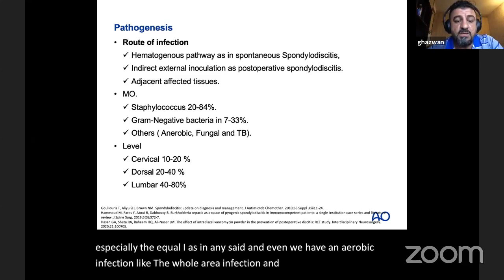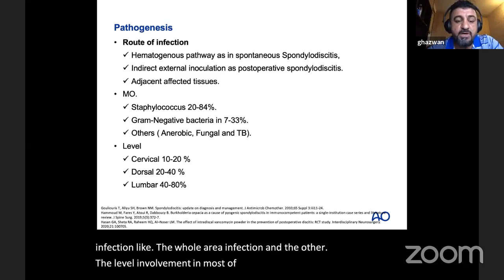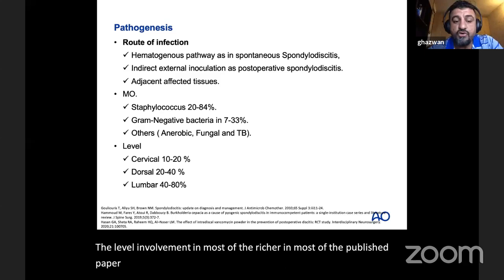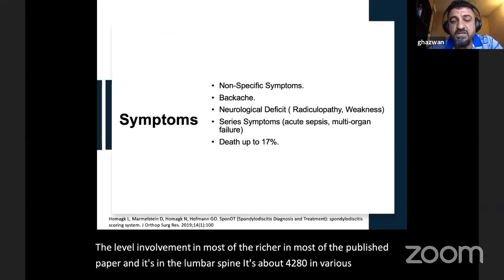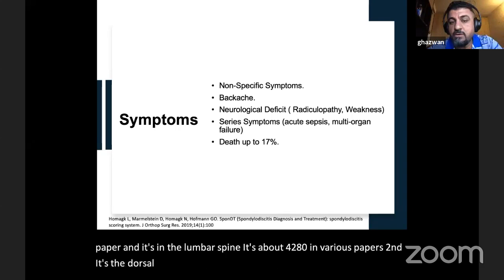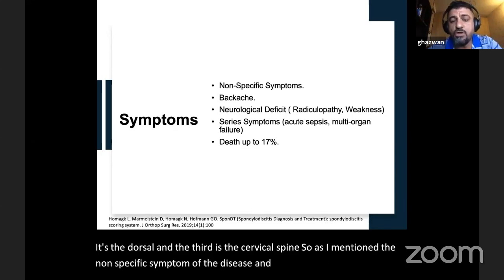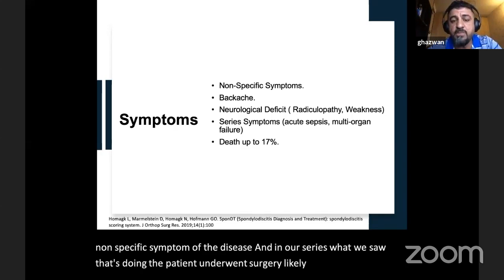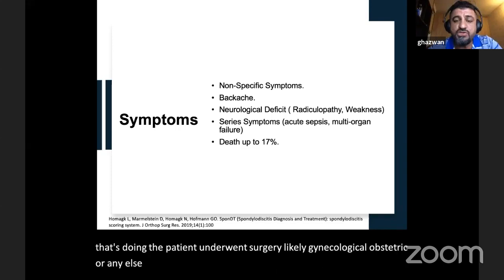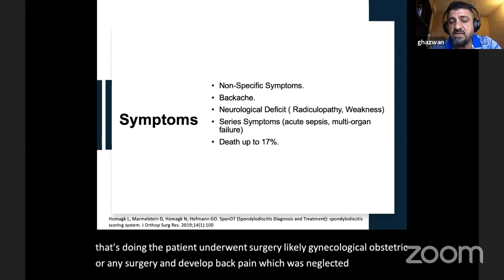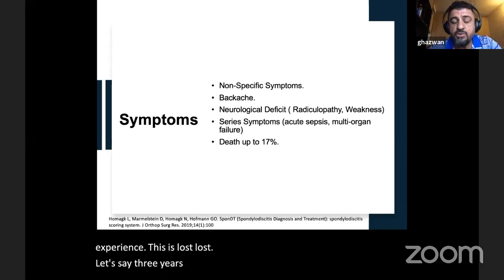The level involvement in most of the published papers is the lumbar spine, about 40 to 80% in various papers. Second is the dorsal, and third is the cervical spine. As I mentioned, the symptoms of the disease are non-specific, and in our series, what we saw is that the patient underwent surgery, like gynecological, obstetric, or any other surgery, and developed back pain, which was neglected. From our experience, in the last 3 years, we started to define this and we started with a complete workup of the cases.